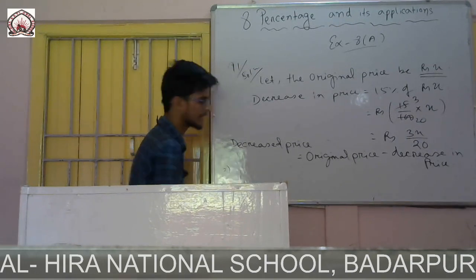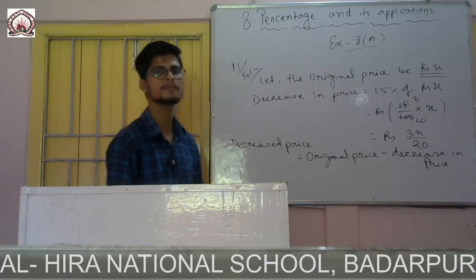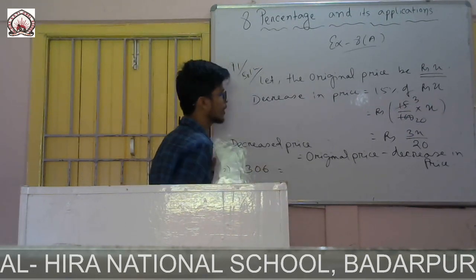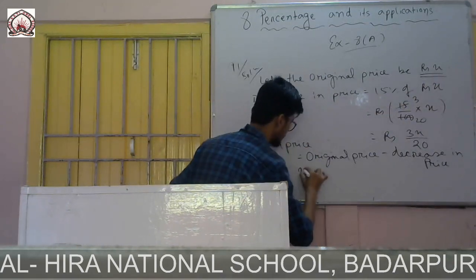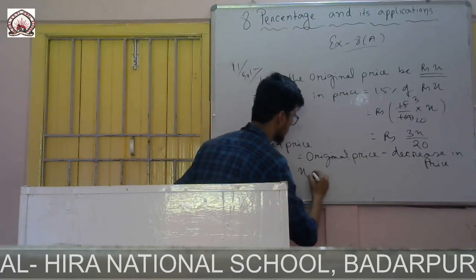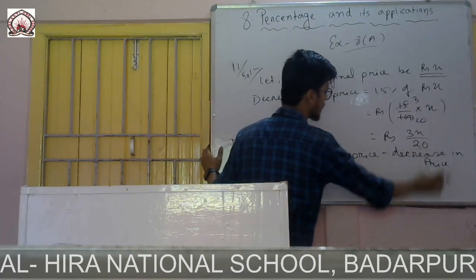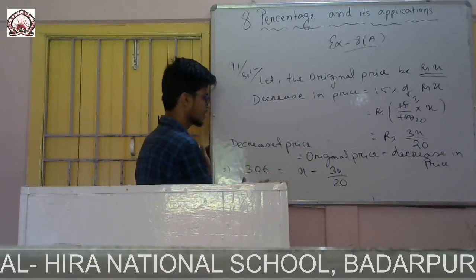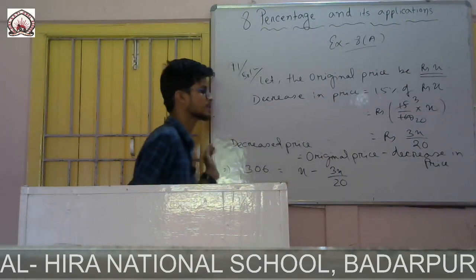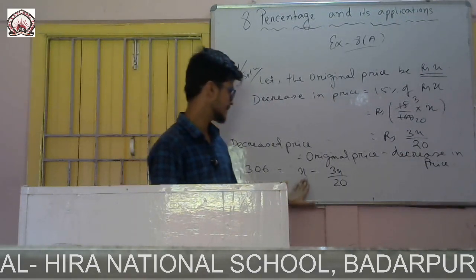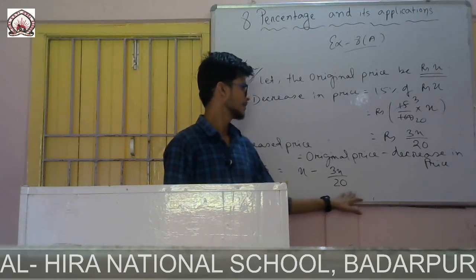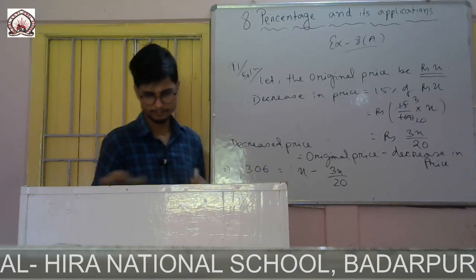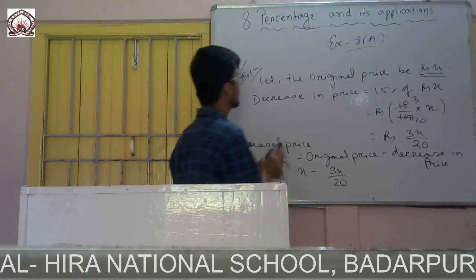So in the question it is given the decreased price. After decreasing 15%, the price became rupees 306. So I will write here 306, and the original price is x. Since I am decreasing, I put a minus sign, and the decrease in price is 3x by 20. So I wrote 306 equals x minus 3x by 20. This is the decreased price, this is the original price, minus this is the decrease in price. Now we will solve this and find the value of x.